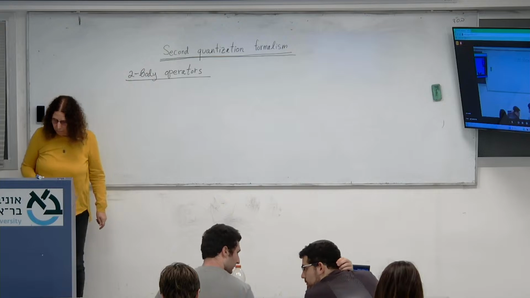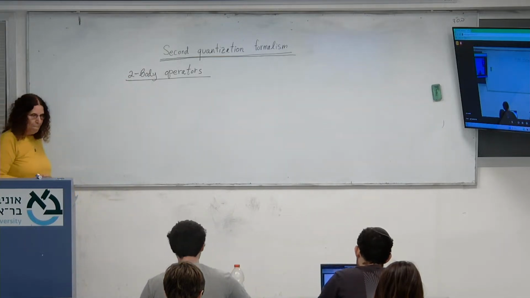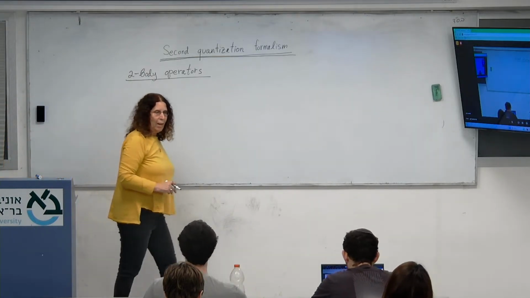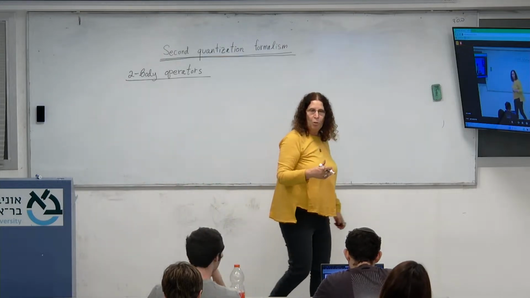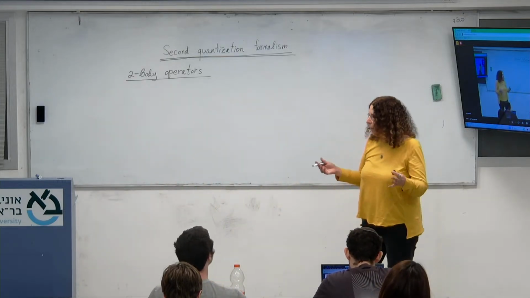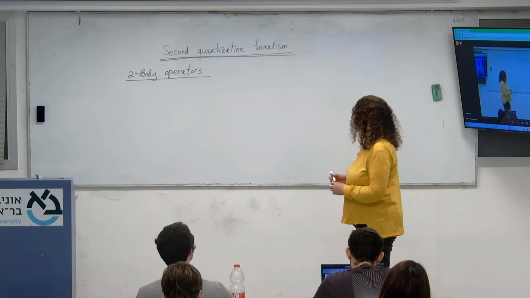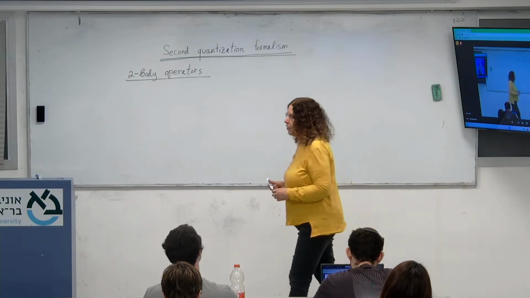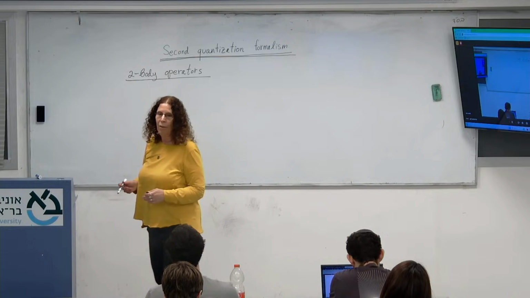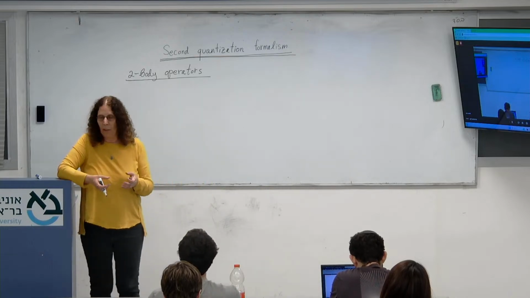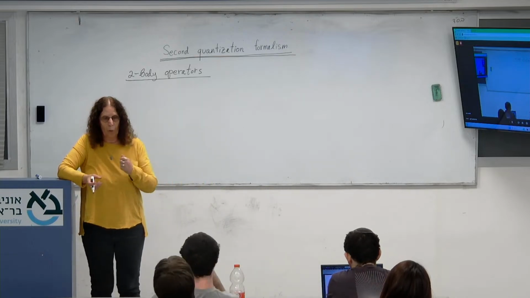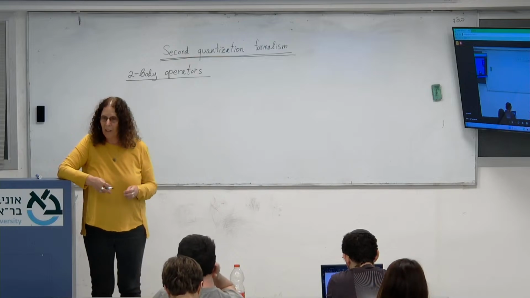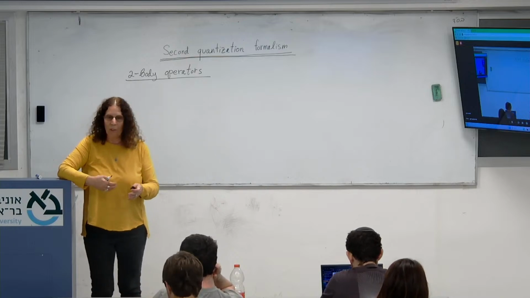Okay, so the most common, the most abundant or useful two-body operator originates from the case that you have some interaction between particles, between two point particles, like the Coulomb interaction.